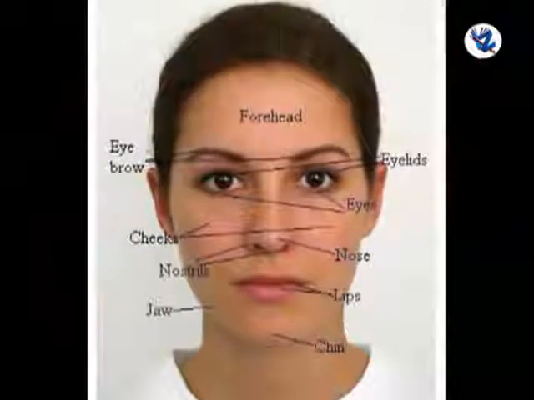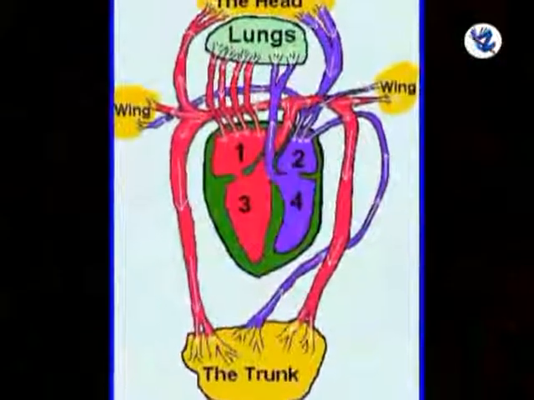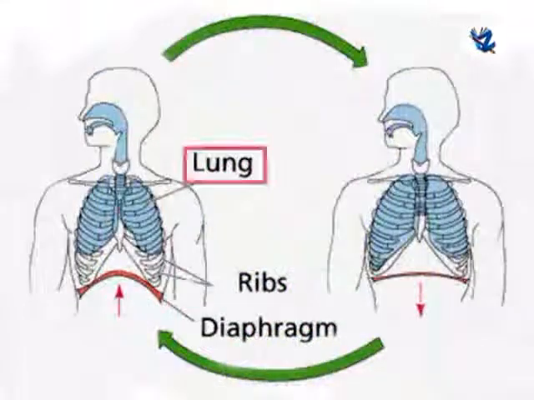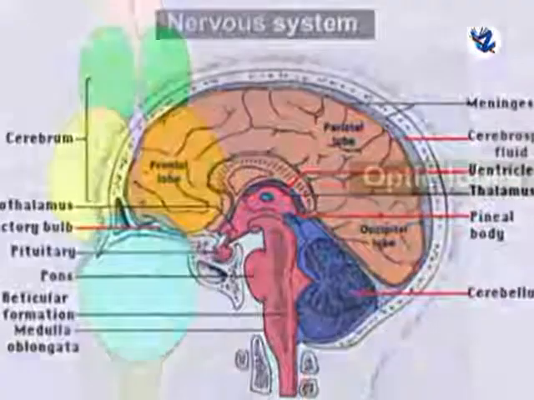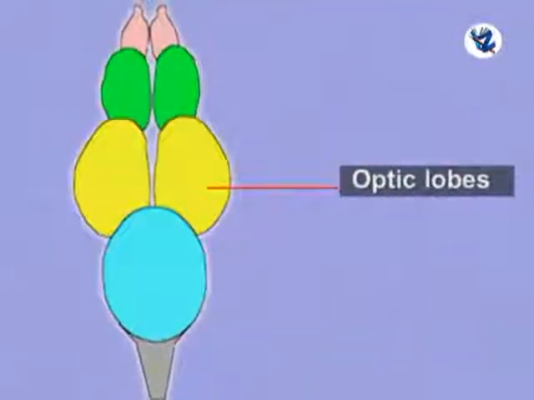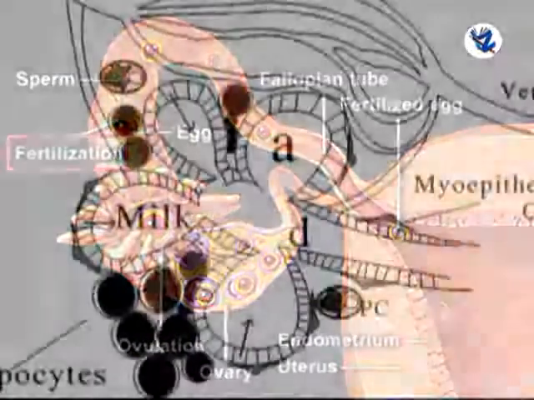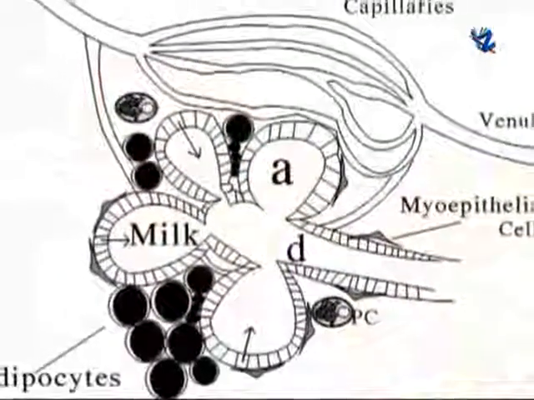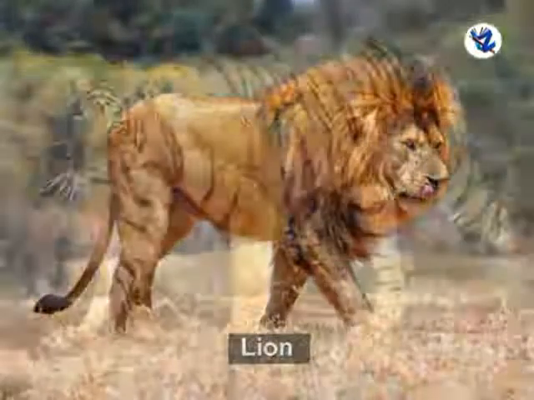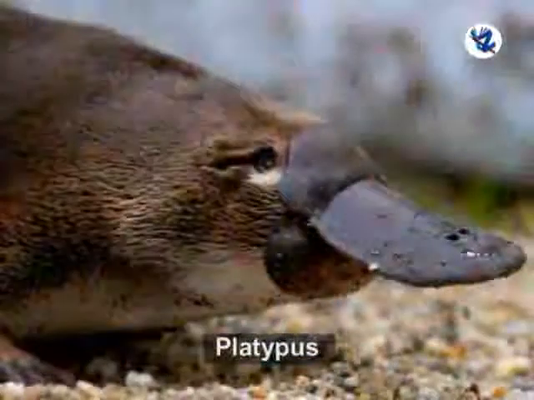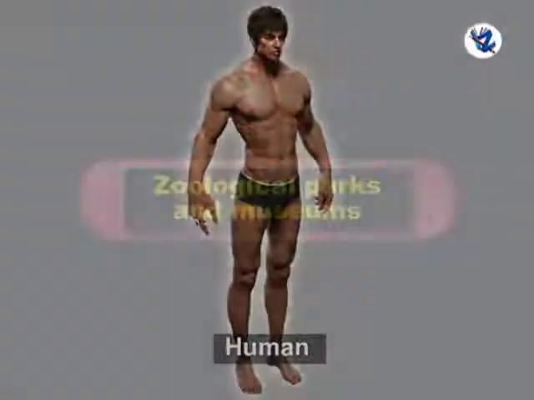Well-defined head with sense organs located over it. Teeth are well developed. The heart is 4-chambered. Respiration by lungs aided with diaphragm. Nervous system is well developed. Optic lobes well developed. Reproduction viviparous, internal fertilization, mammary glands secrete milk for nourishment of young. Examples: lion, tiger, platypus, whale, dolphin, human, etc.